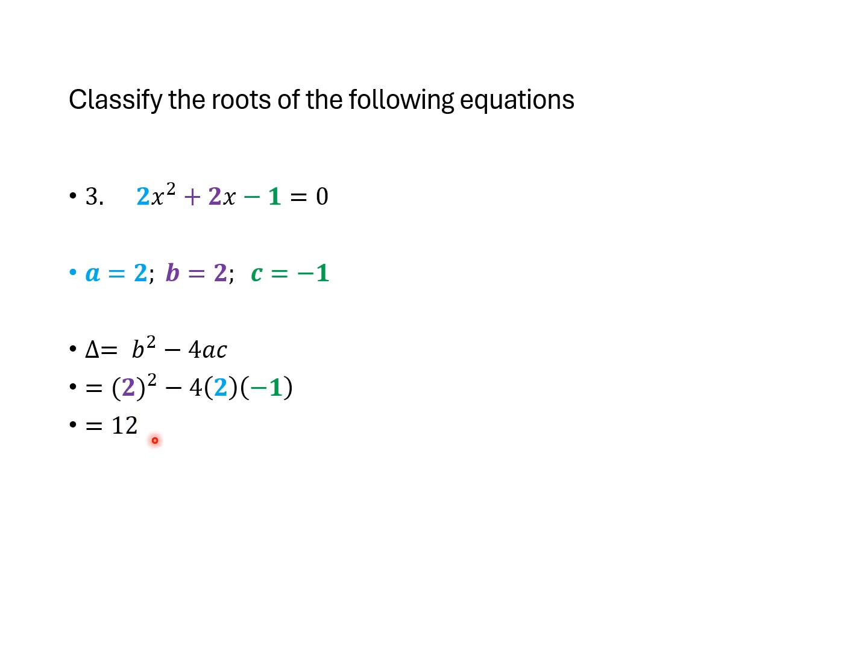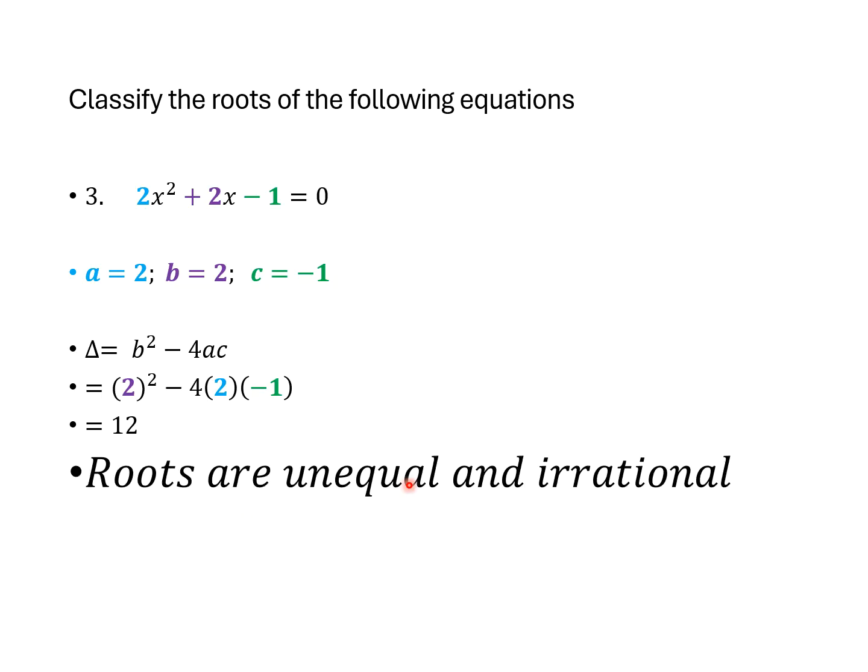So again, it's a positive number greater than 0, so the roots are real, but it's not equal to a perfect square. So we have real, irrational roots. The roots are unequal and irrational. I hope you follow and understand. Let's look at another problem.